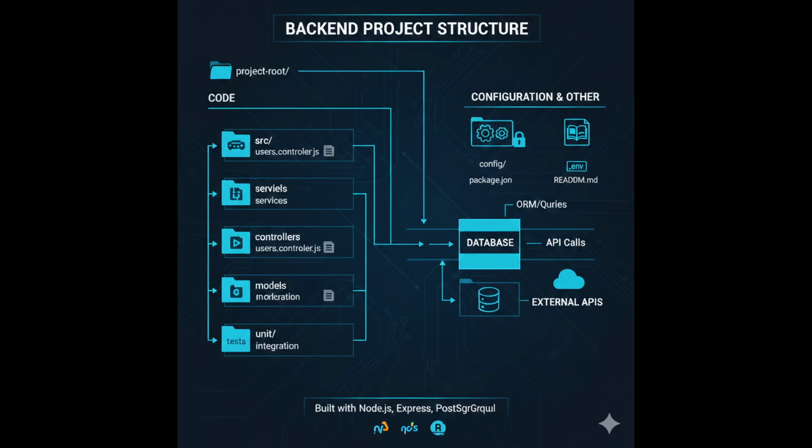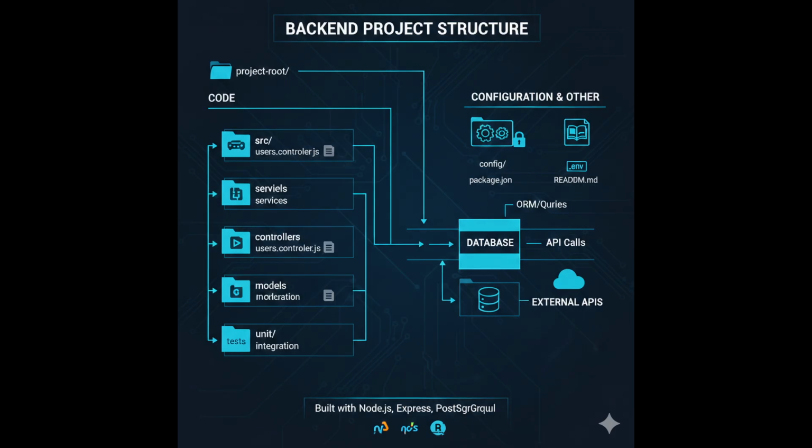Now let us understand the project structure of a backend. At the root of the folder we have a source folder. Then inside the source folder we have 5 different folders. First is the routes. In the routes folder we have the different routes to which the backend is connected. It acts like the map of the backend.